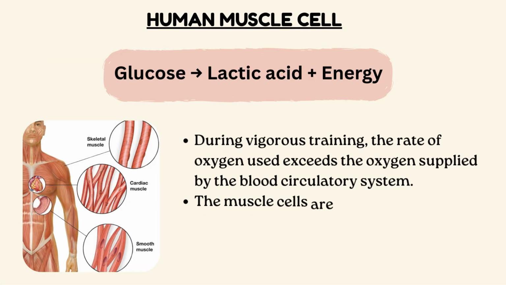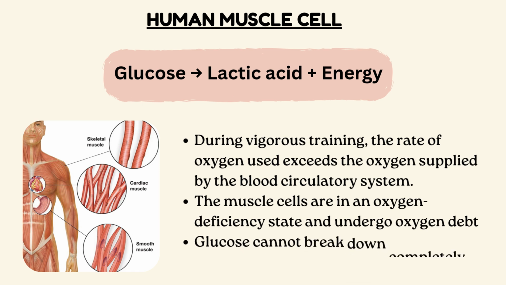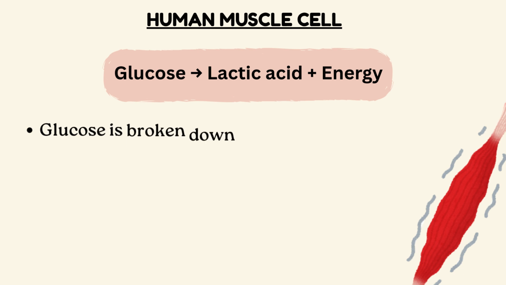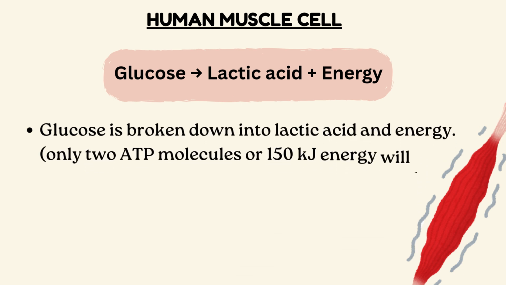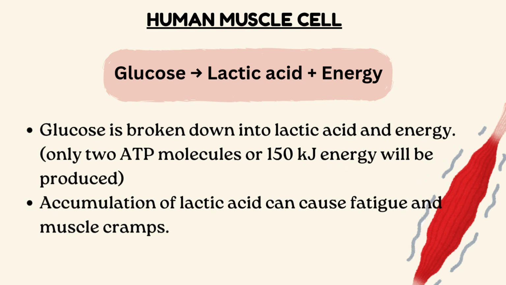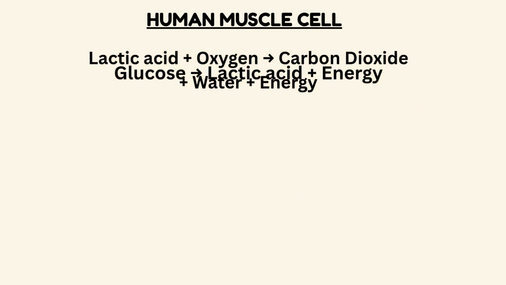During vigorous training, the rate of oxygen use exceeds the oxygen supply by the blood circulatory system. The muscle cells are in an oxygen deficiency state and undergo oxygen debt. Glucose cannot break down completely. Glucose is broken down into lactic acid and energy, of which only two ATP molecules or 150 kilojoules of energy will be produced. Accumulation of lactic acid can cause fatigue and muscle cramps.